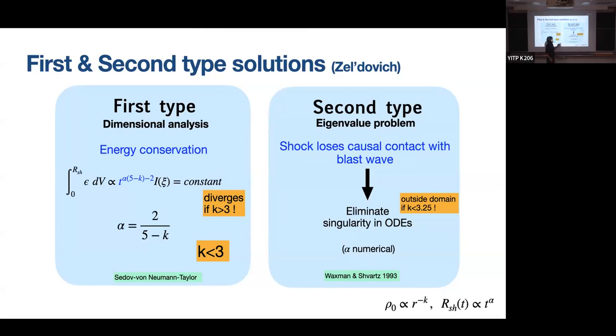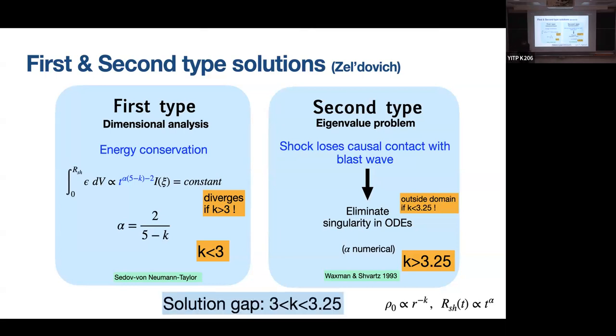And it turns out that if k is smaller than 3.25, the singularity lies outside of the domain. So we don't even have an eigenvalue problem. So this is valid only for k larger than 3.25. So you can already see that we have a problem. We have a gap in our solution when k is between 3 and 3.25.